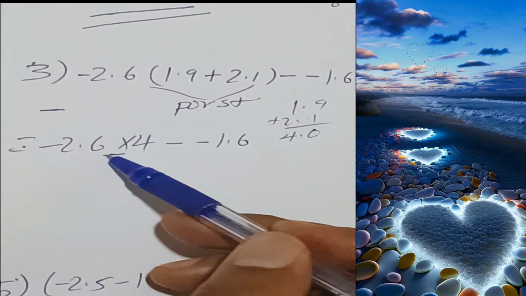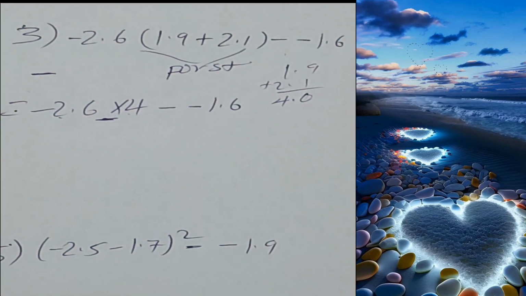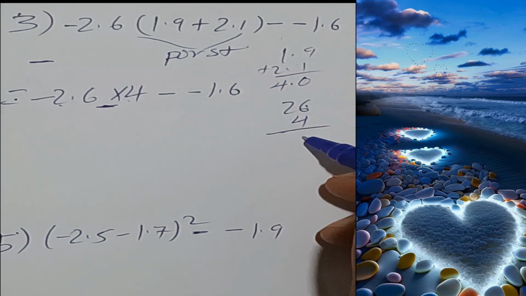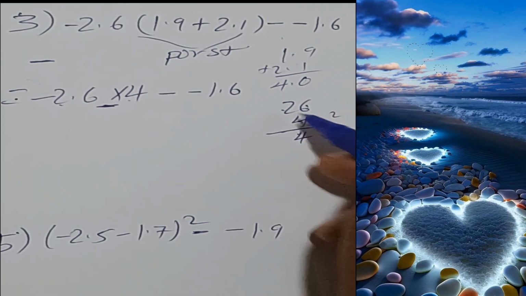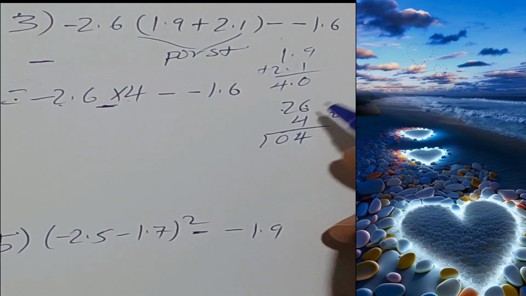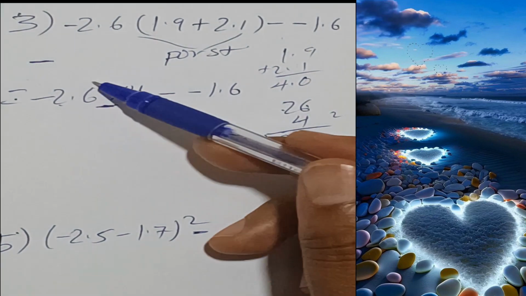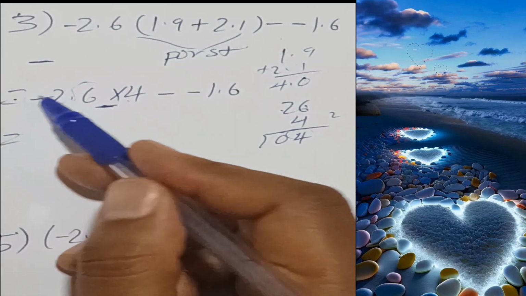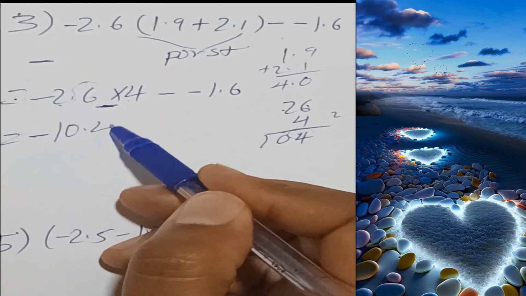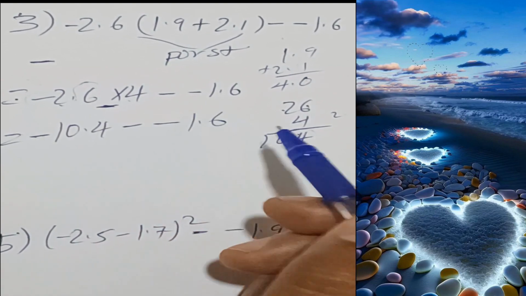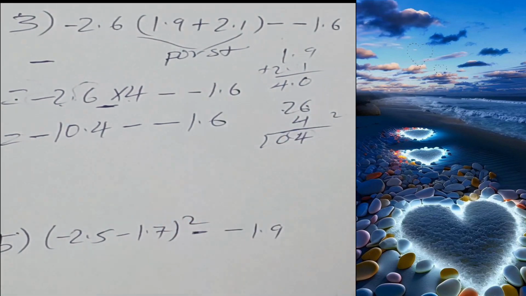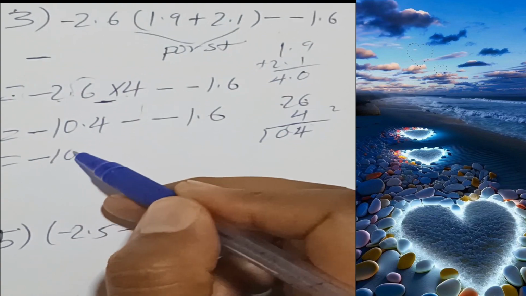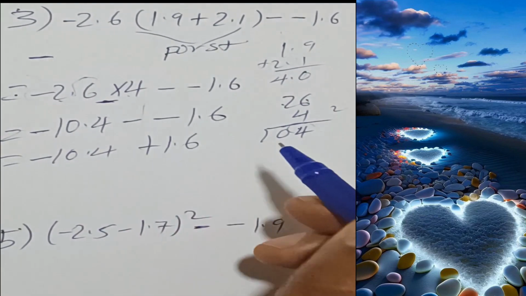First we multiply 4 times this, so it becomes 26 times 4. 4 times 6 is 24, and I have 2. 4 times 2 is 8 plus 2 is 10. How many decimals did I have? One decimal, so I put 10.4. I have a negative sign, so negative 10.4 minus 1.6. These two negatives, what will be the result? They will become positive. That's it, which is equal to -10.4 plus 1.6.